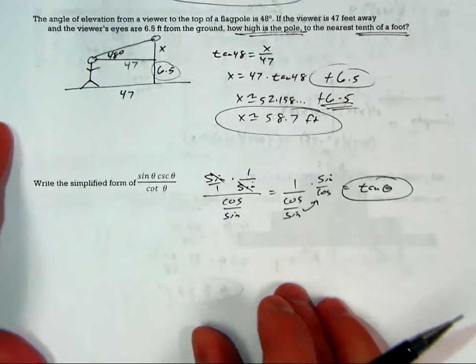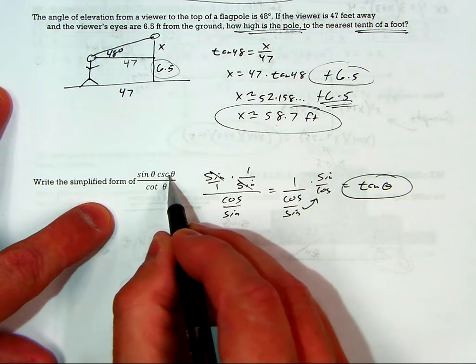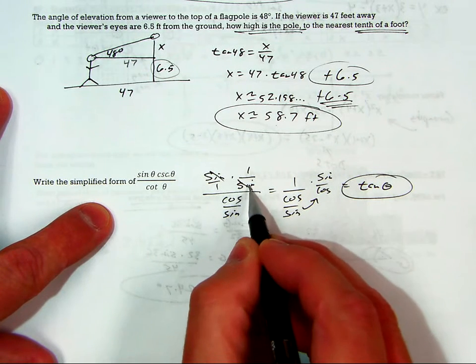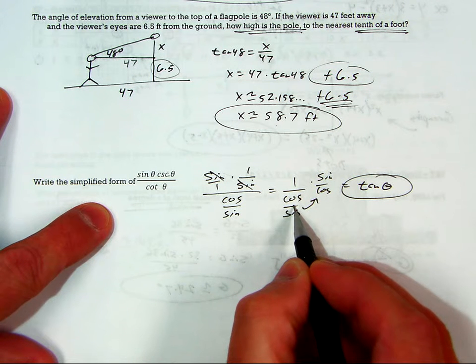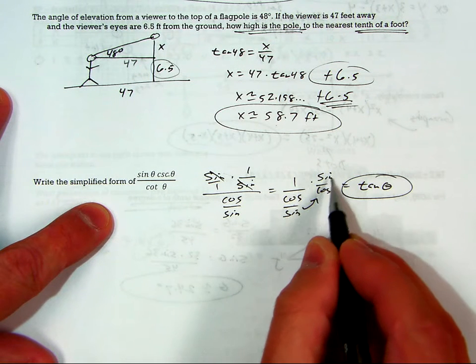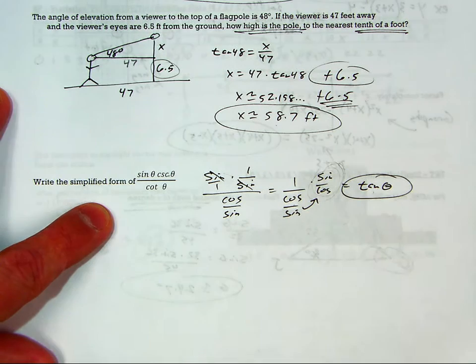And then lastly, let's see, this one was very straightforward. Cosecant is the reciprocal of sine, so the sines cancel. You're getting 1 over cotangent, so dividing is multiplying by the reciprocal. What is that? It's just tangent. Okay, that's it for the video.